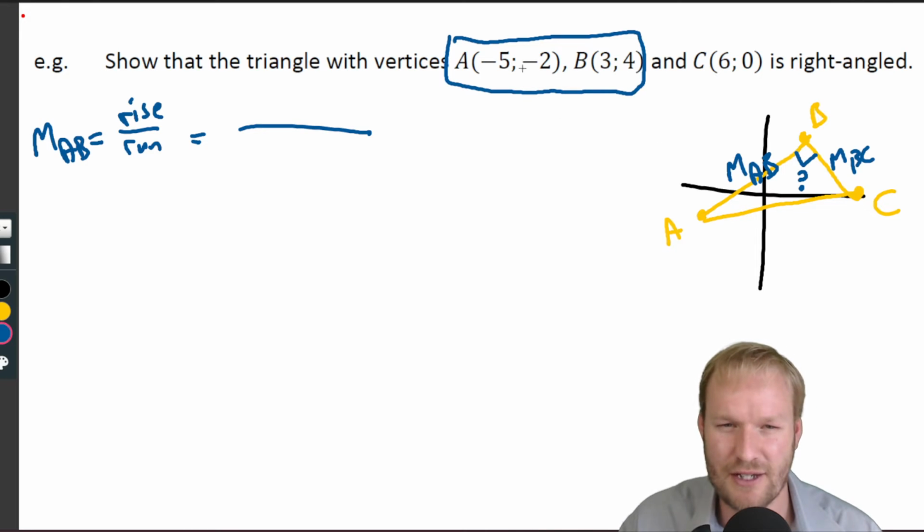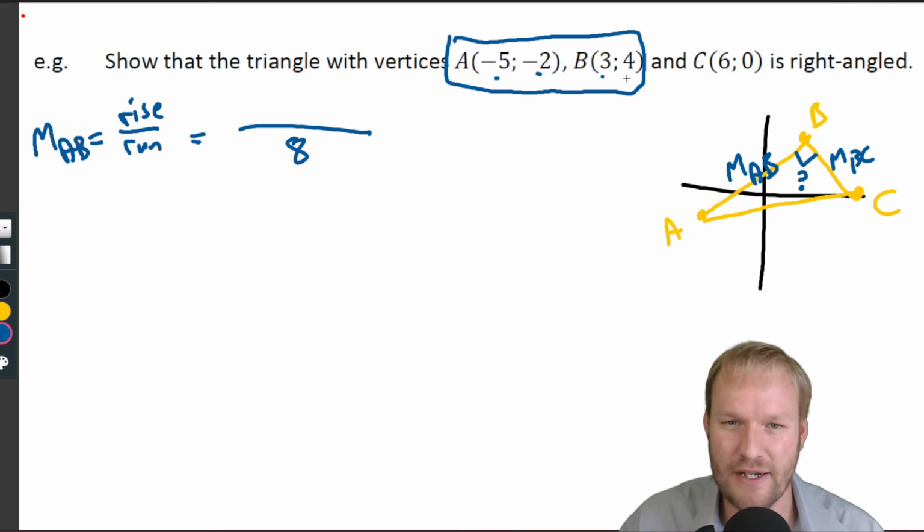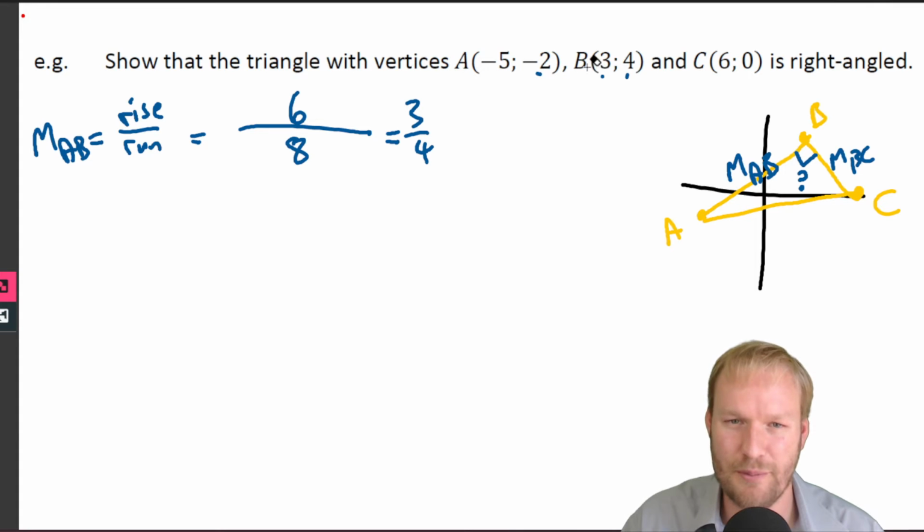I like to run in a positive direction. From -5 to 3, I'm running by 8. You're welcome to use the formula. From -2 to 4, I'm going by 6. So if I simplify that, 3/4. Okay, next up. Remember, pause, rewind as necessary.